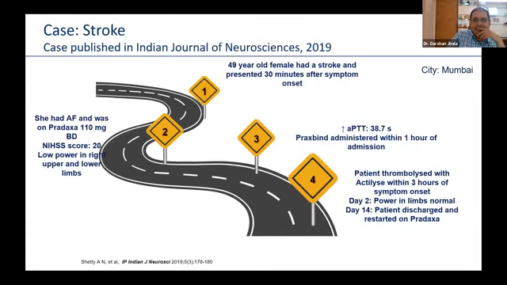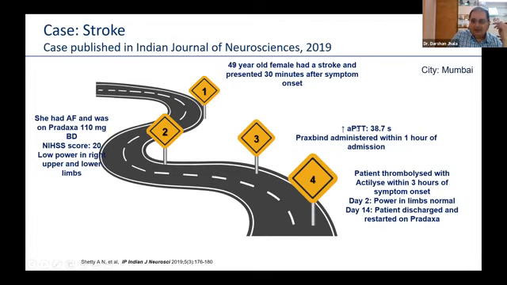The second is a stroke case, again in Mumbai. A young patient had a stroke and presented within 30 minutes of symptom onset, so well within the period of thrombolysis and/or thrombectomy. She was also on 110 milligrams BD. The NIHSS score was pretty high, so it was probably a large stroke, with right upper hemiplegia.